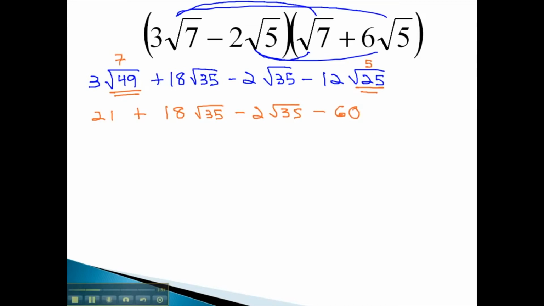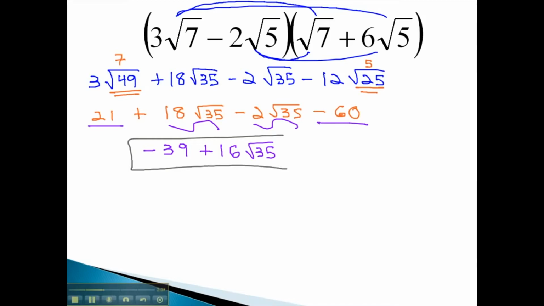As usual, we always want to combine like terms. 21 minus 60 is negative 39, and the root 35s are like terms as well. 18 minus 2 gives us 16 root 35. And we have our final solution.